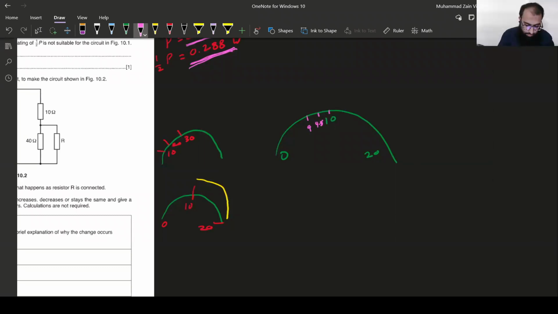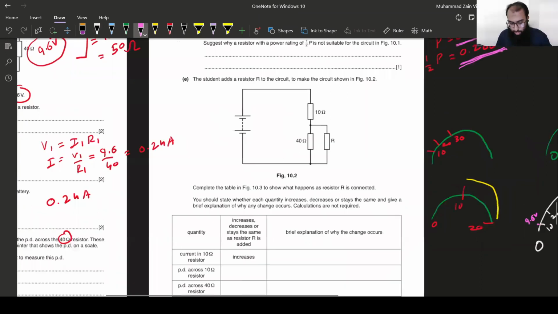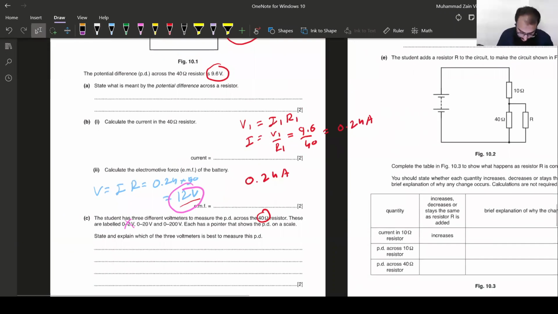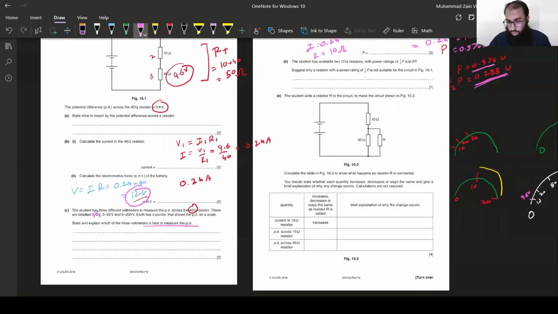But if it were just a voltmeter with 0 till 200, in that case this would have been 100, this would have been 50, and 10 and 20. So you see, I cannot accurately observe readings. I cannot accurately observe a reading of 9.6 volts on this. And that's what they've asked me: which of the voltmeters is best to use to measure this potential difference. Although both can do the work, the best one would be the 0 till 20 volt.